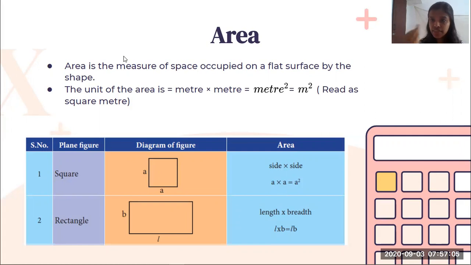In SI we have 7 fundamental units, which we already discussed.